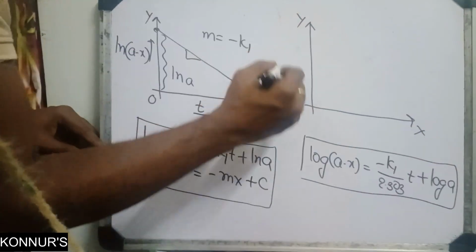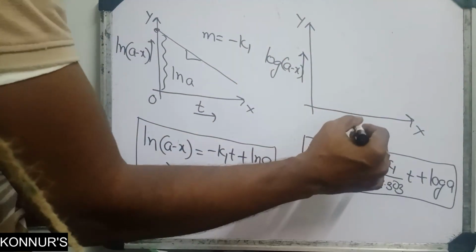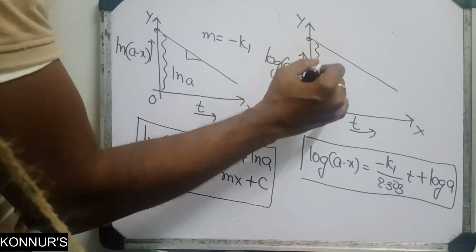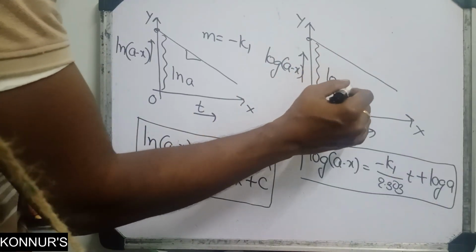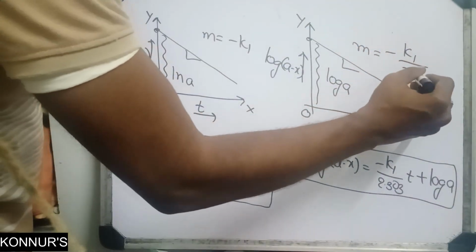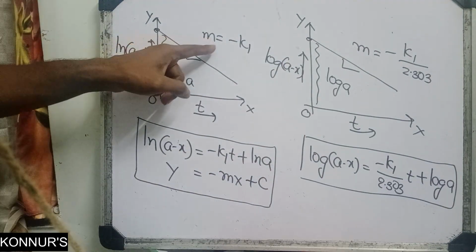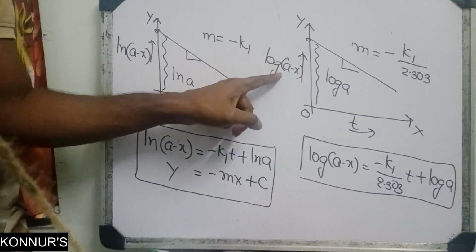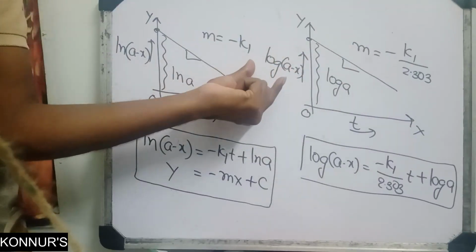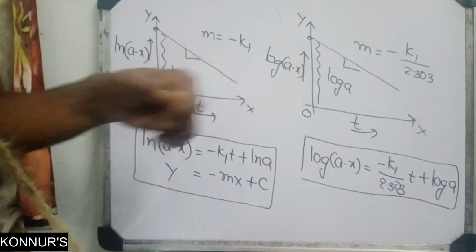So x-axis, y-axis. On the y-axis you take log of a minus x. Next, t you take on this side. So then it is a negative slope only. But the intercept is what? Log a. Next, the slope is minus k1 by 2.303. So you see the difference. If natural logarithm is given, the slope is k1, but if log base 10 is given, the slope is k1 by 2.303. So in the examination, whether they mention natural logarithm or log base 10, you must concentrate.